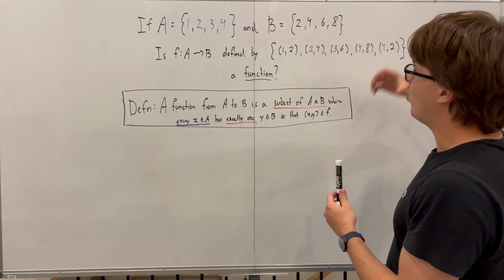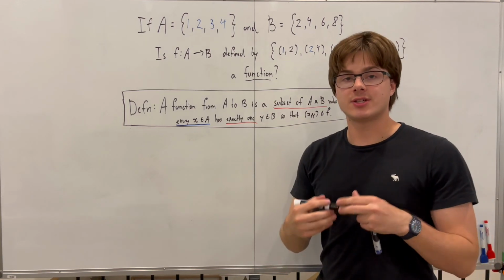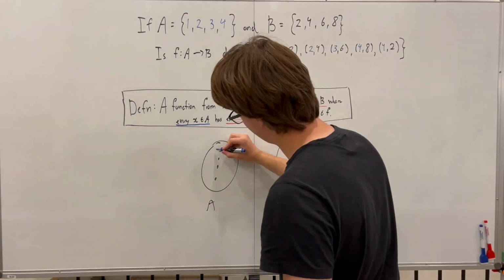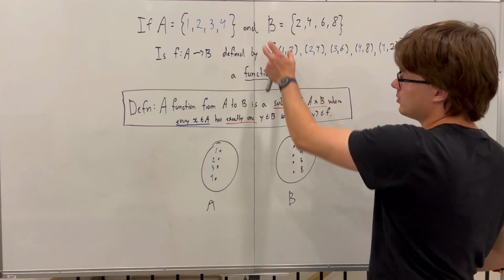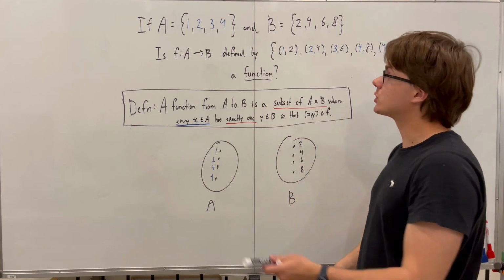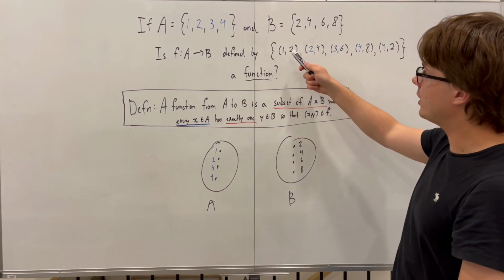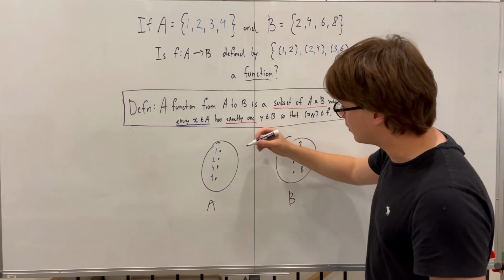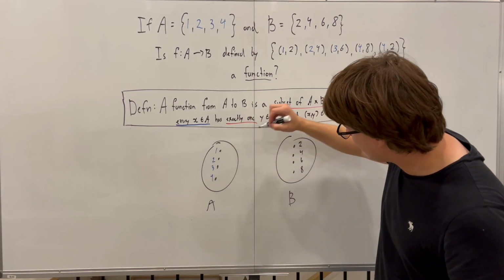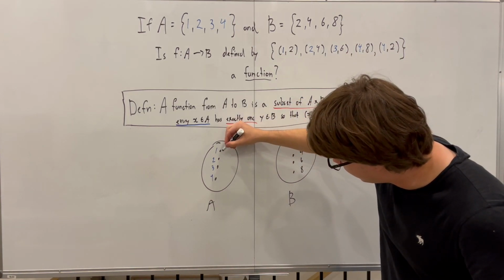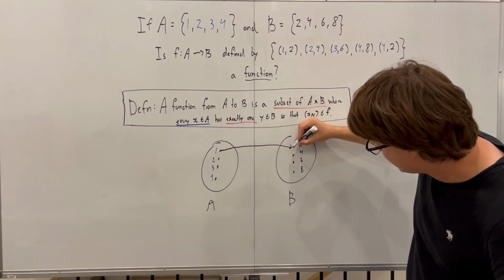If you still can't see why this is, let's draw out the sets. Okay, so I've drawn out our two sets A and B. Now let's draw our function. So we're saying 1 goes to 2. 1 is mapped onto the element 2 from our domain to our codomain. So we draw an arrow from 1 all the way to 2.